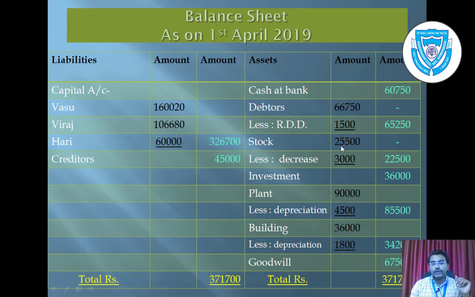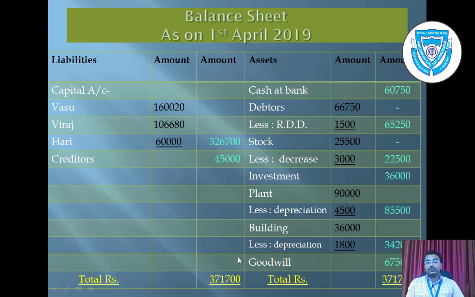Then stock valuation is 25,500. The value of this stock is decreased to 22,500, so that we will deduct the value of 3,000 by subtracting, by showing less decrease 3,000. Then investment, as it is, we will write the 36,000 amount because there is no adjustment regarding the 36,000, no increase or decrease in investment. In plant you can see depreciation of 4,500, that we have deducted. Building 1,800, that we have deducted. So new figures of plant is 85,500, building value 34,200.